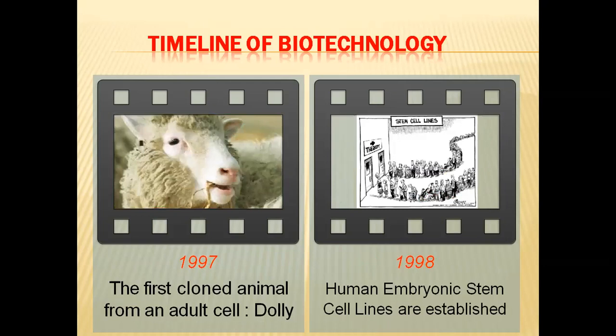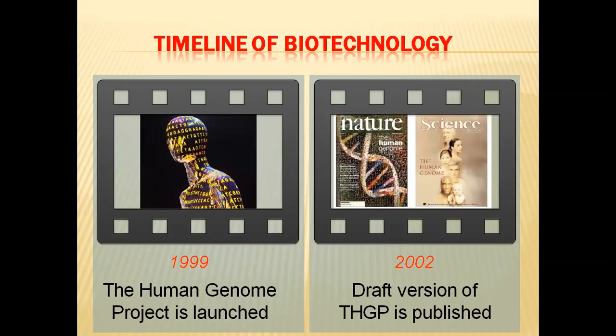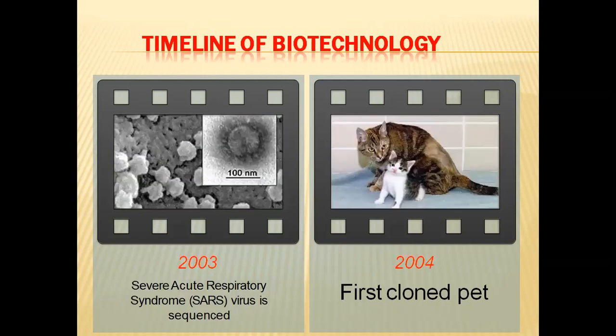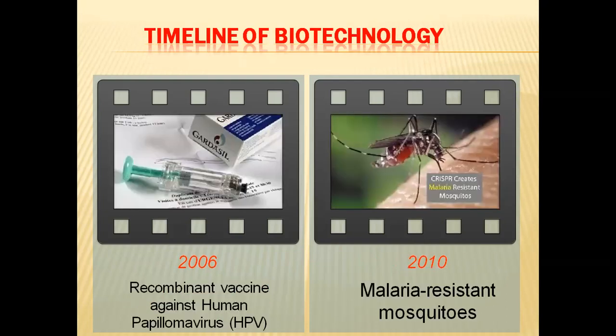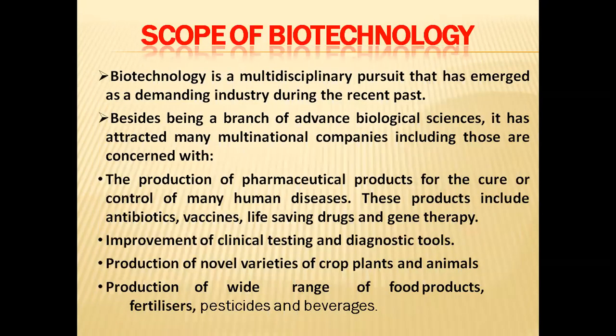And in 1997, the first cloned animal, Dolly, was produced. In 1998, human embryonic stem cell lines were established. In 1999, the Human Genome Project was launched. In 2002, the Human Genome Project discoveries were published. In 2003, the SARS virus was sequenced, severe acute respiratory syndrome. In 2004, the first cloned pet was produced. In 2006, a recombinant vaccine for human papilloma virus was produced. In 2010, malaria-resistant mosquitoes were produced. So these are the milestones in the timeline of biotechnology.